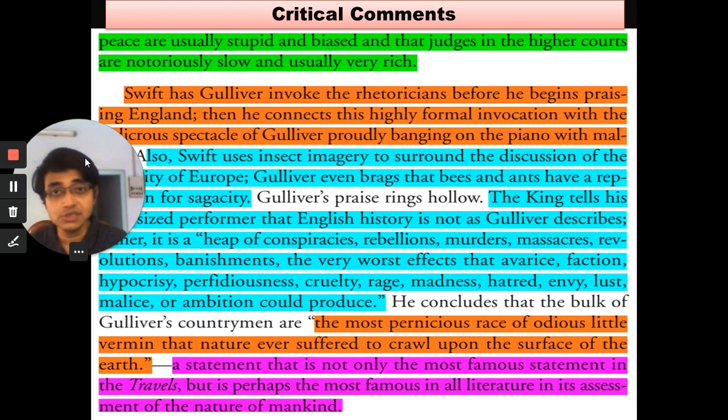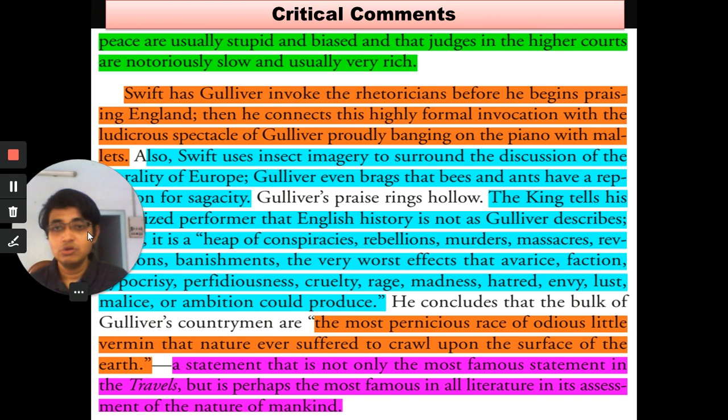And Swift has Gulliver invoke the rhetoricians before he begins praising England. Then he connects this highly formal invocation with the ludicrous spectacle of Gulliver proudly banging on the piano with mallets. So here Swift is visually building up a very incongruent picture: Gulliver, this very small human being, is bragging in front of the far more morally superior race, the Brobdingnagians, about the English system, about British politics.